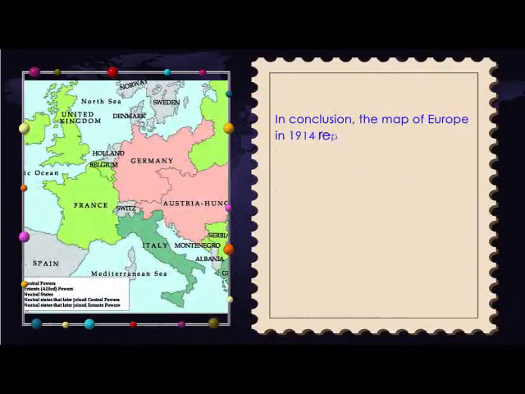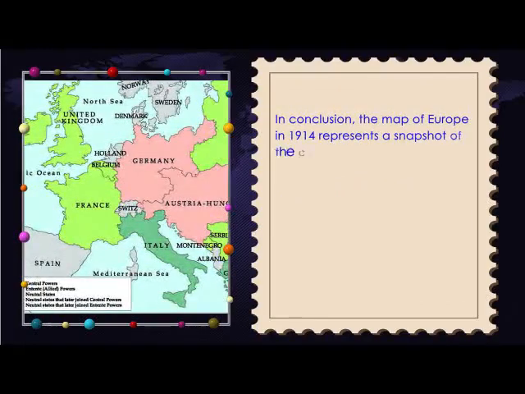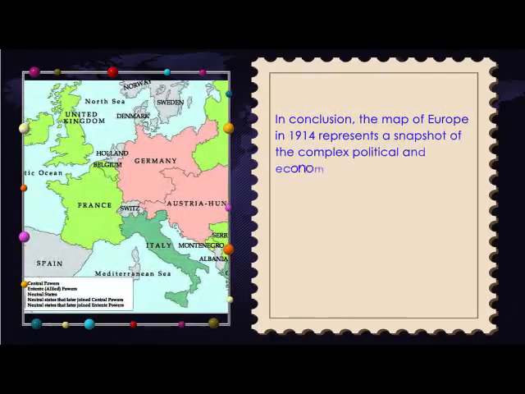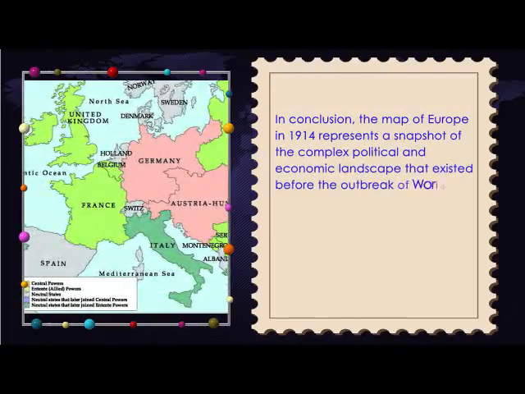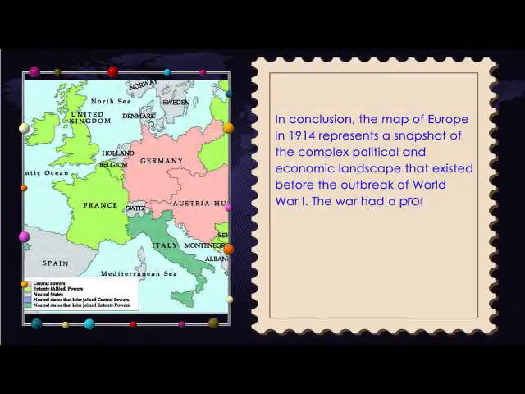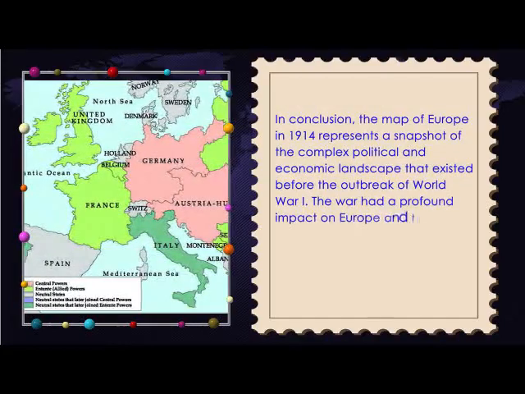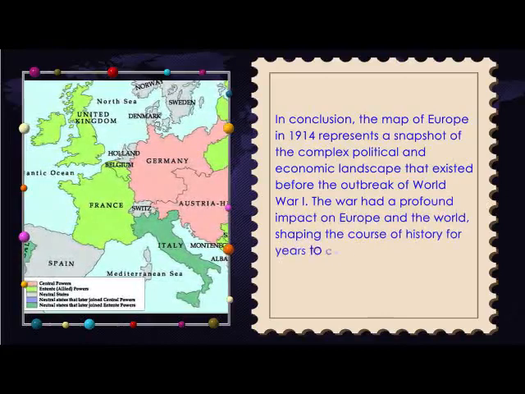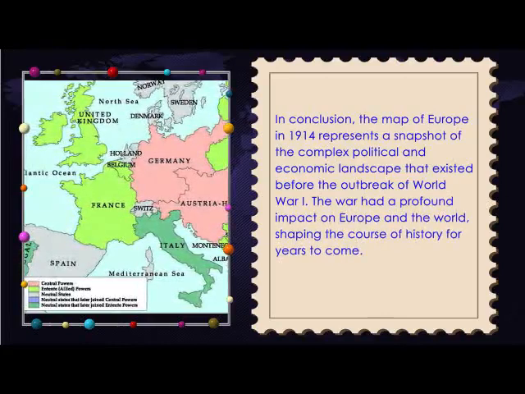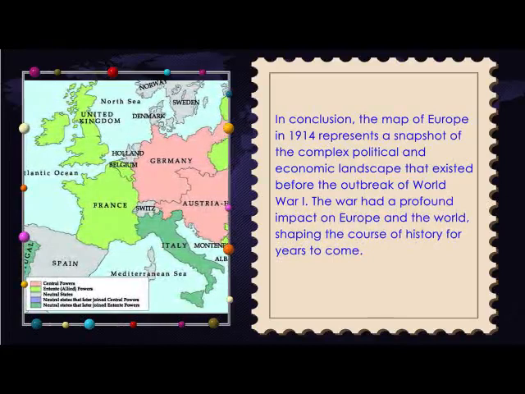In conclusion, the map of Europe in 1914 represents a snapshot of the complex political and economic landscape that existed before the outbreak of World War I. The war had a profound impact on Europe and the world, shaping the course of history for years to come.